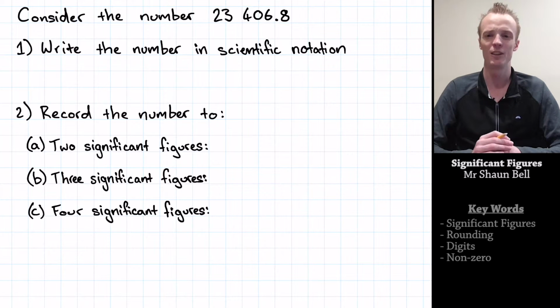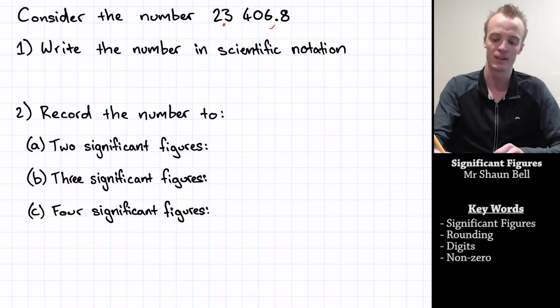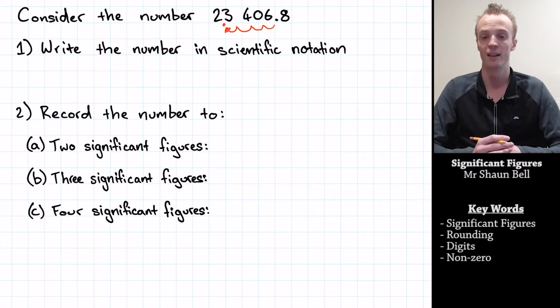To begin with, I want you to consider the number 23,406.8, and I want to write that number down in scientific notation. Now to do that, I need to move the decimal place between the first non-zero digit, which is 2, and the next digit. And then I need to work out how many times the decimal place moved, which in this case was 4 times to the left.